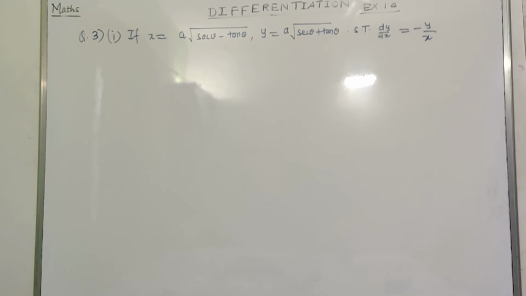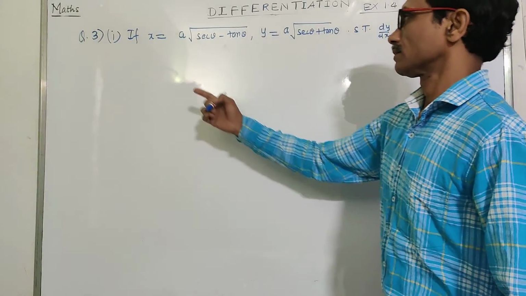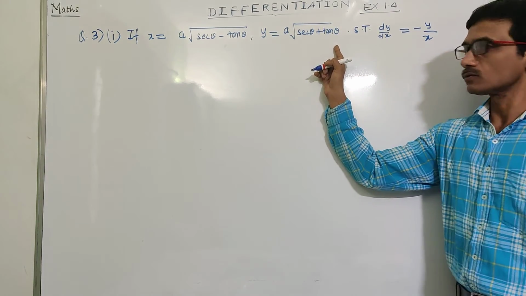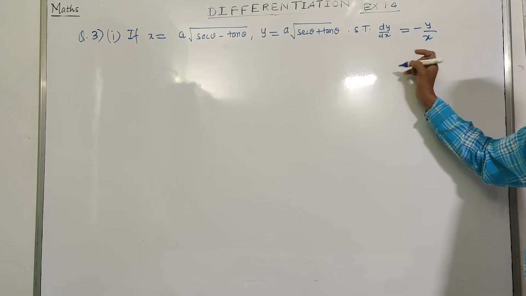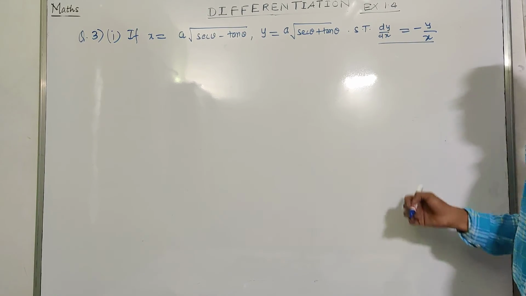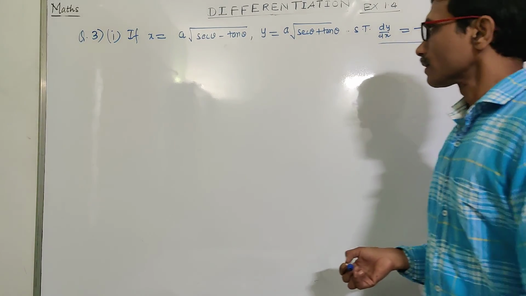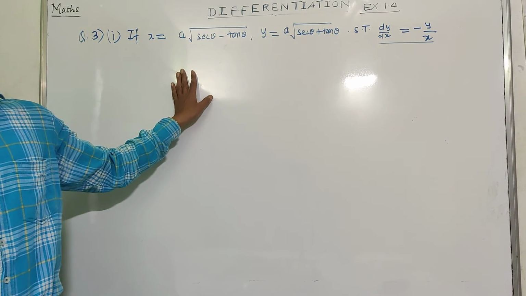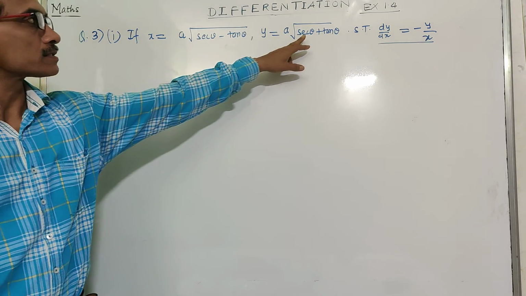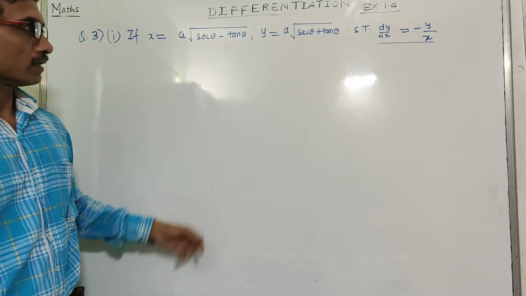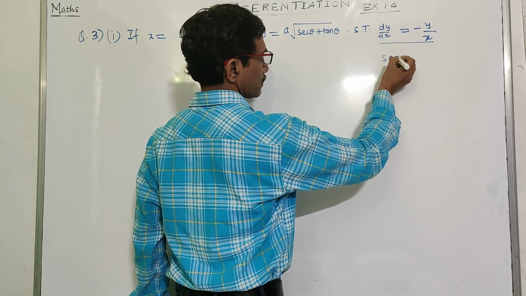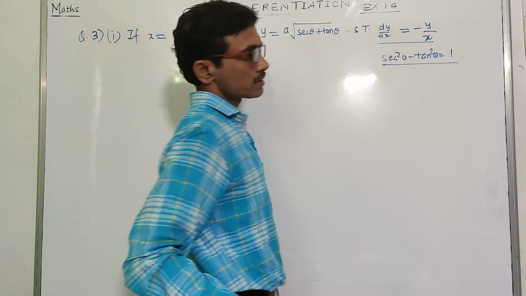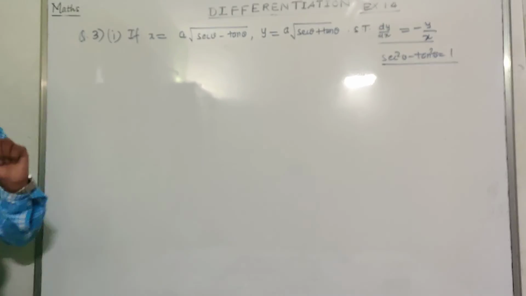We are going to start question number 3. First sub question: if x is equal to a root of sec theta minus tan theta and y is equal to a root of sec theta plus tan theta, we show that dy by dx is minus y upon x. So here, look, we can eliminate theta. How can we eliminate theta? We use the identity sec square theta minus tan square theta is equal to 1. This identity we use and we eliminate theta.